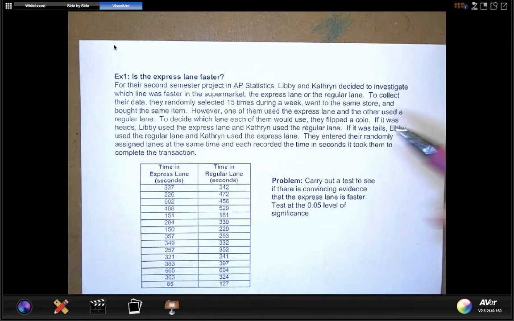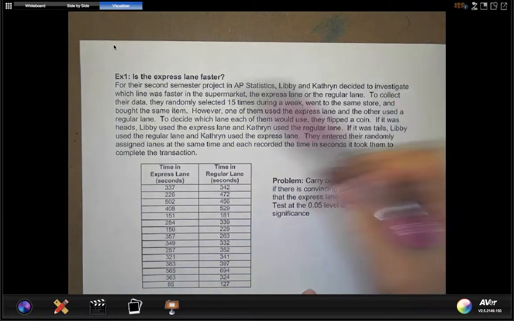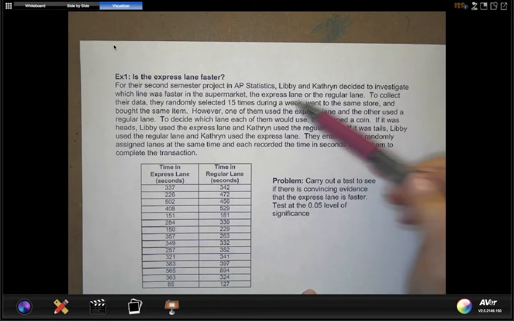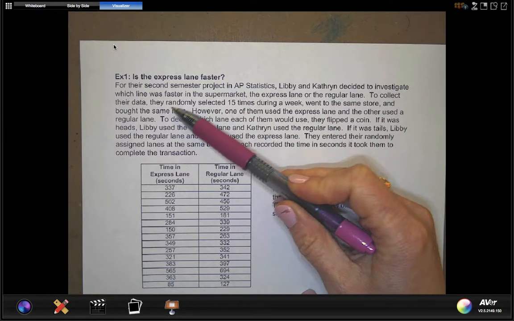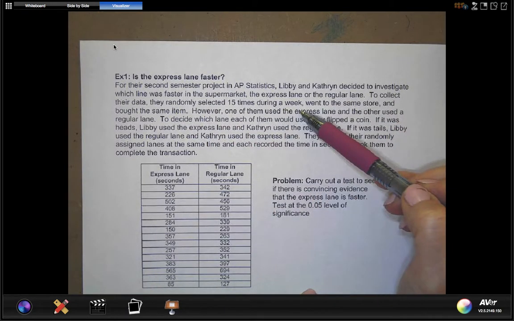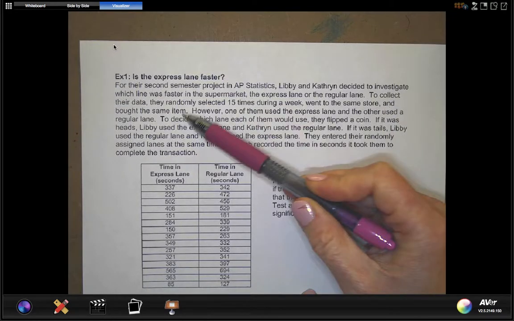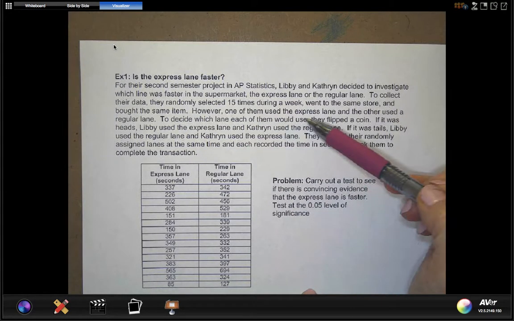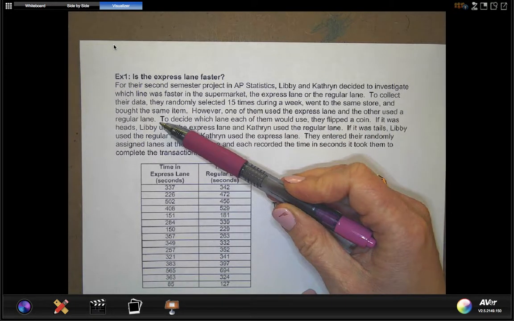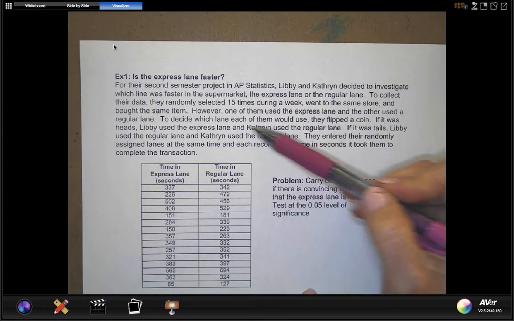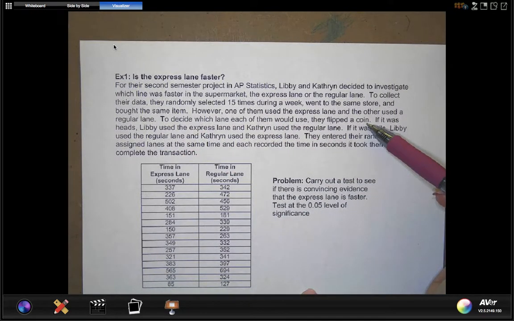Okay, this first problem right here. We want to know which lane was faster in the supermarket, the express lane or the regular lane. To collect their data, they randomly selected 15 times during a week, went to the same store, and bought the same item. However, one of them used the express lane and the other used the regular lane. To decide which lane each of them would use, they flipped a coin.